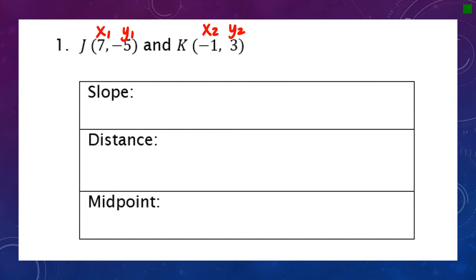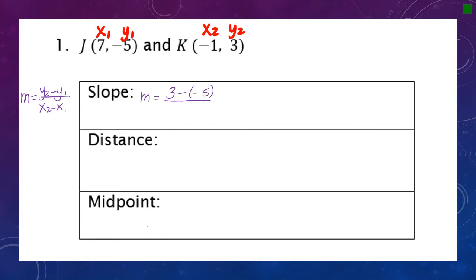So the slope formula, just to remind you, is first of all, we use a lowercase m to denote slope. And then the formula is y2 minus y1 over x2 minus x1. Now all I'm going to do is plug in my x's and y's, and then we'll simplify what we get. So let's see, y2 is 3 minus y1, which is negative 5.